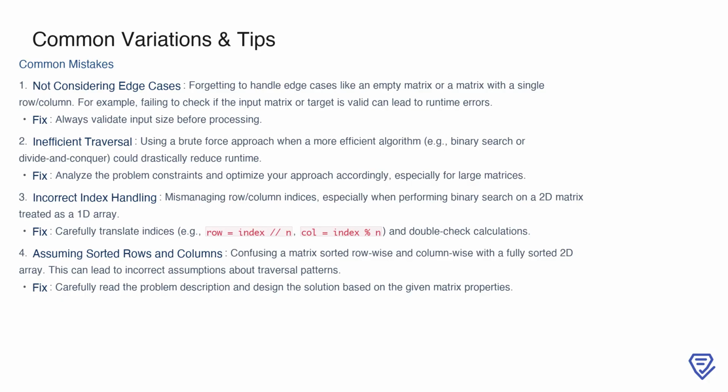Instead, it's important to analyze the problem constraints and choose an optimized algorithm, such as binary search or divide and conquer. Another mistake is mishandling indices, particularly when mapping a 2D matrix onto a 1D array. Remember to carefully calculate row and column indices with formulas like row equals index // n and col equals index % n. Lastly, don't assume the matrix is fully sorted as a whole. The rows and columns are sorted independently, so you need to design your traversal strategies accordingly. Misinterpreting this can lead to incorrect assumptions about how to locate the target efficiently.